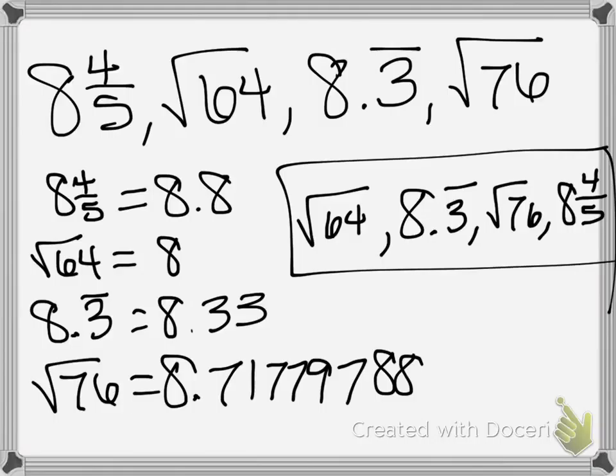So if we put this in order from least to greatest, the square root of 64 would go first because it's 8. 8.3 repeating would go next because it's 8.33. The square root of 76 would be third, 8.71779788. And 8 4/5 would go next because it's 8.8. Notice we put them in order using the term that we were given, not the decimal equivalent.